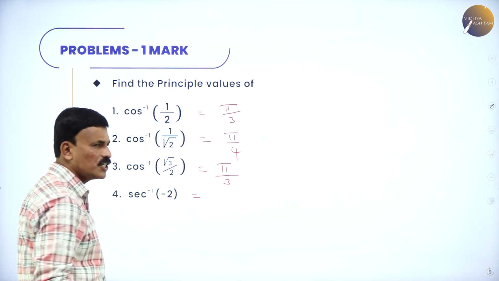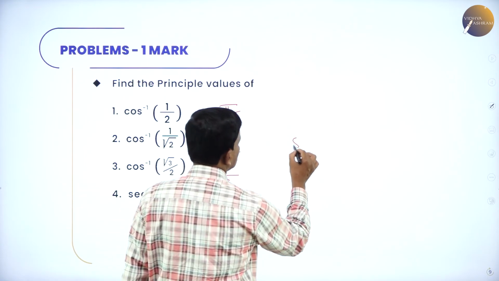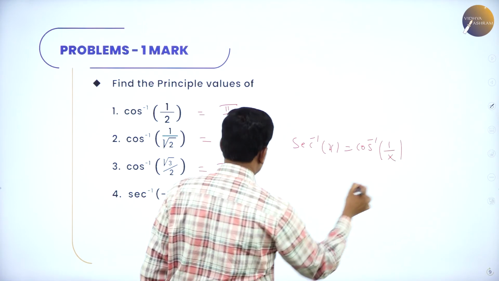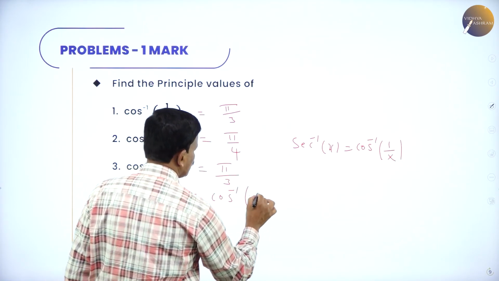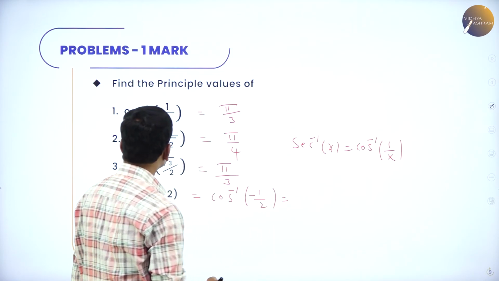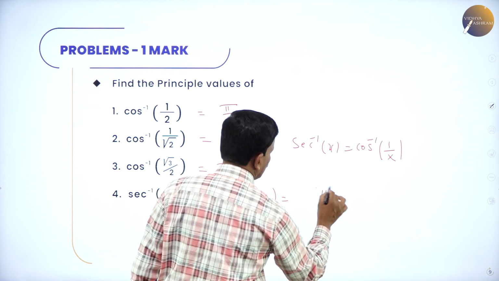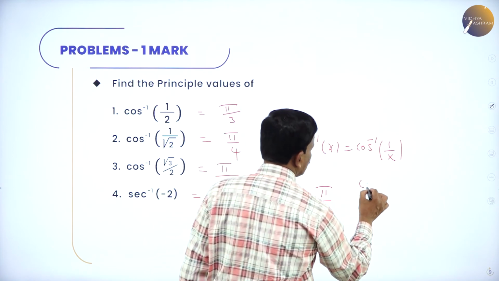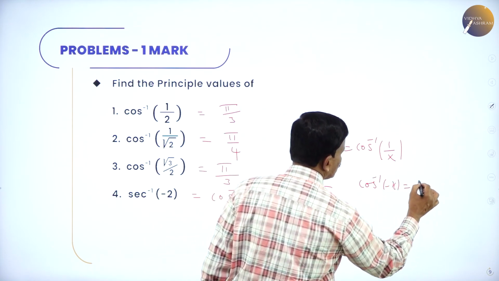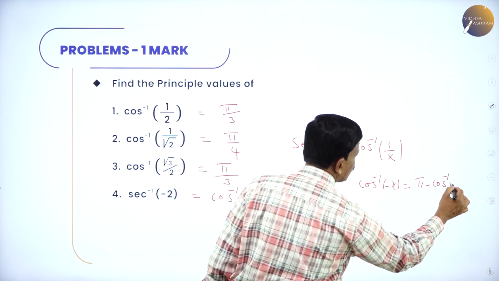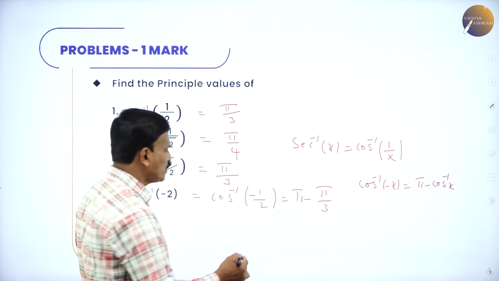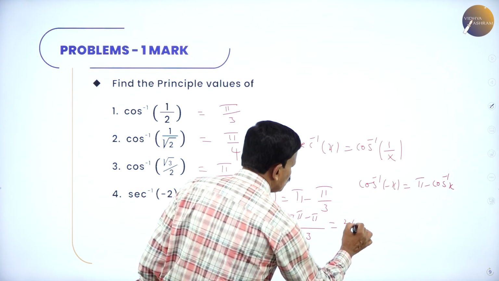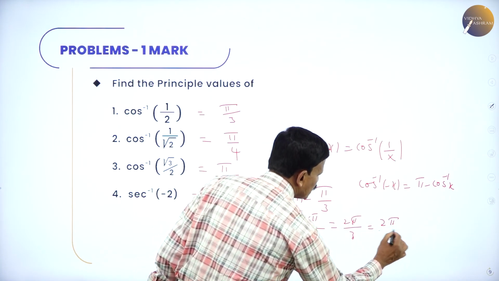Secant inverse of minus 2. Since you know the formula, secant inverse x is also equal to cos inverse 1 by x. This can be written as cos inverse of minus 1 by 2. Since cos inverse of 1 by 2 is pi by 3, and this is negative, it can be written as pi minus pi by 3, because you know the formula, cos inverse of minus x is equal to pi minus cos inverse x. So pi minus pi by 3, take LCM, 3 is the LCM, 3 pi minus pi is equal to 2 pi by 3.